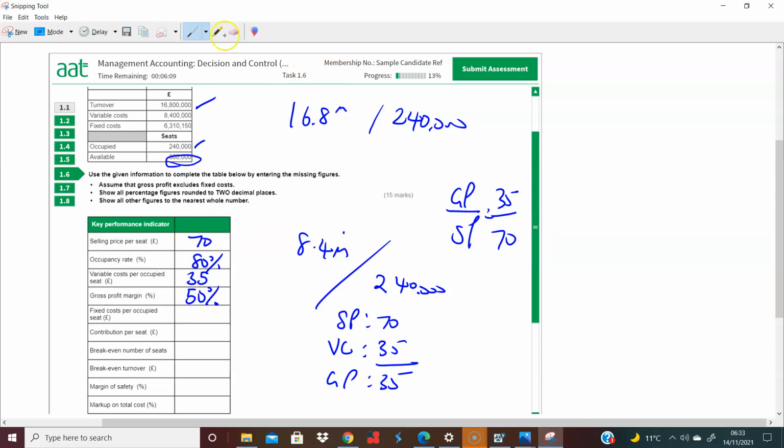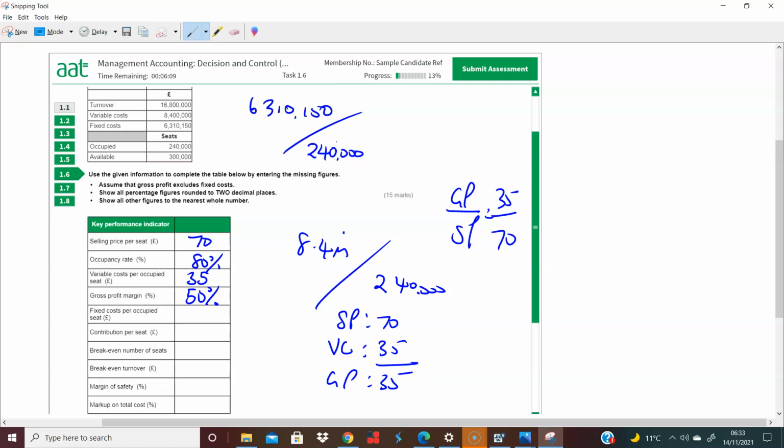As we have that, you're just following the question. The next question tells us to calculate the fixed costs per occupied seat. So we have a total fixed cost of 6,310,150 divided, of course, by the number of occupied seats, and that's 240,000. Yes, the fixed cost per occupied seat.